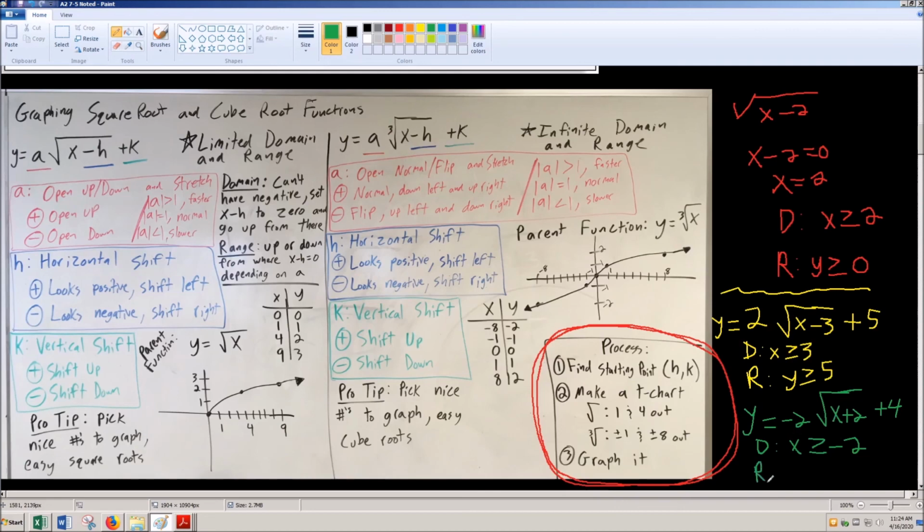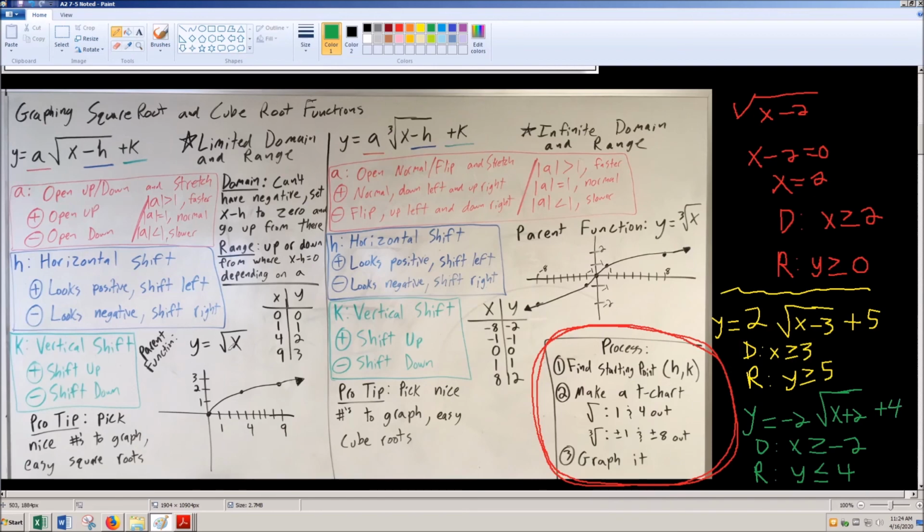So I'm going to be greater than or equal to -2. In terms of my range, here I want to look at my a value. A value is negative. That means this thing's opening down. So here I'm going to get y values less than or equal to my k value, which is 4. Highest I could be is the k value of 4.